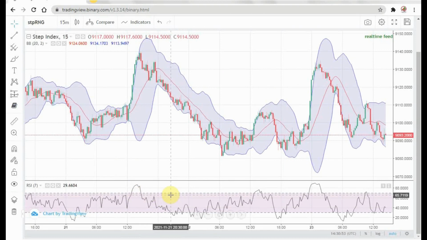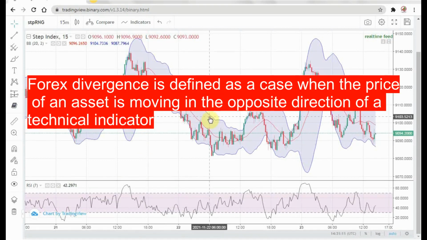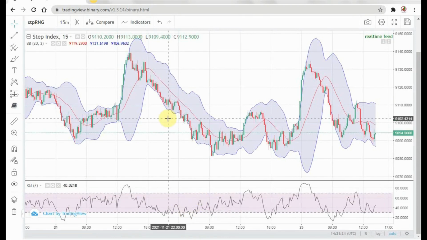We have our Bollinger Band in our main chart and the RSI 7 in our indicator window. You might be asking, how is this strategy going to work? We are going to use it with divergence. If you've heard of divergence, good for you. If you've not heard of it, divergence is simply when the main chart price is moving in one direction and the indicator window is moving in the opposite direction. Don't worry if you are new to it, I'm going to explain it. It's a very good setup to trade with.